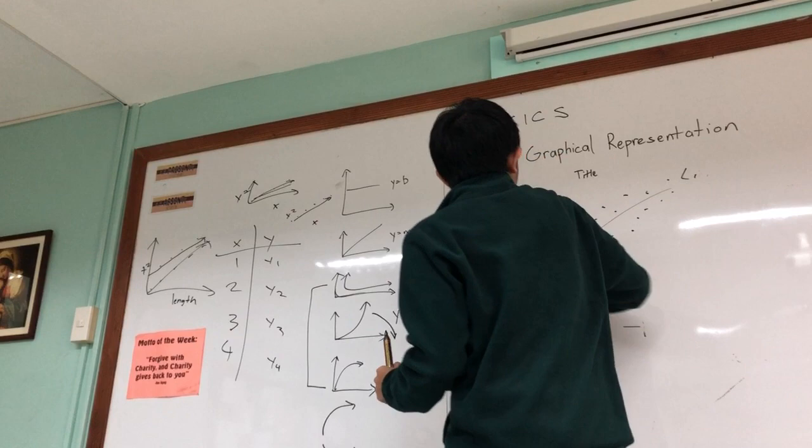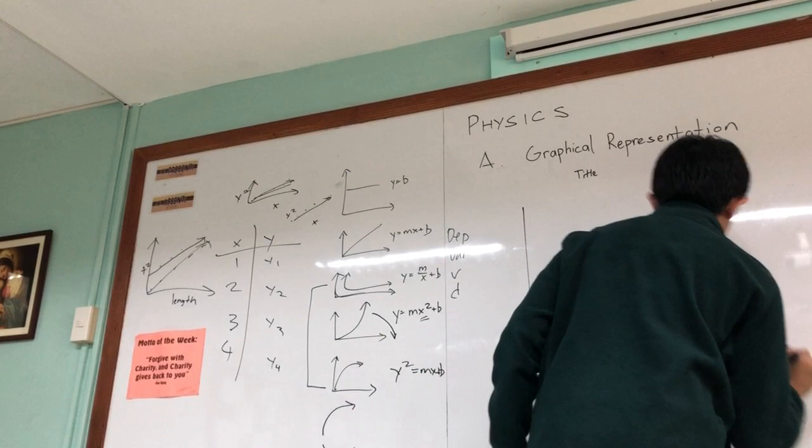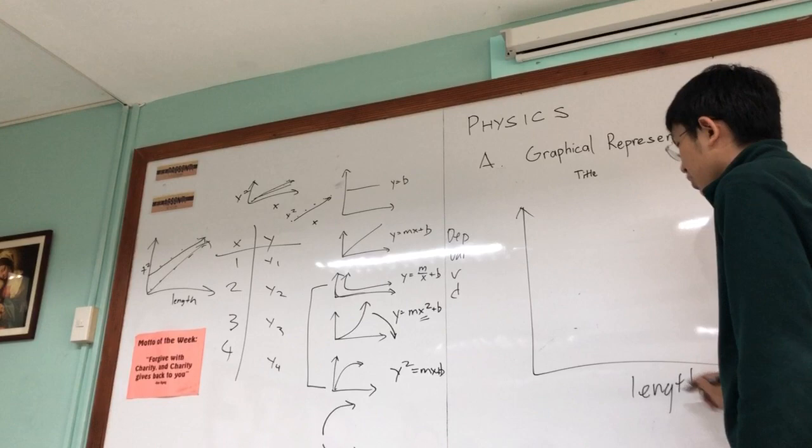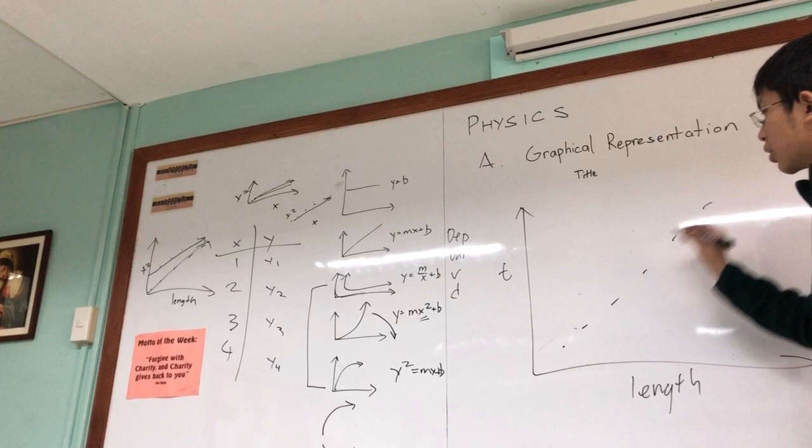We have our independent variable. Let's use the example of the pendulum problem. The independent variable is length, because that's the one we're changing. And the dependent variable is time. So it looks like this. And we already know that we made it time squared.